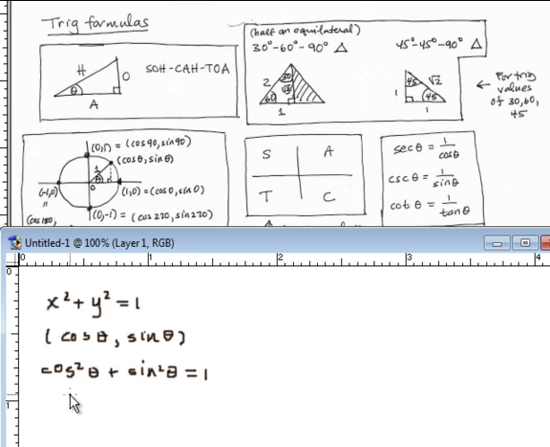Let's try a specific example. Just to verify that it works in one specific example, let's suppose theta is equal to 30 degrees. So cos 30, from our triangle, is square root 3 over 2. And from our triangle, sine 30 is 1/2.